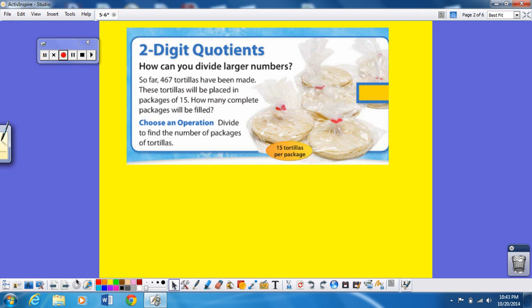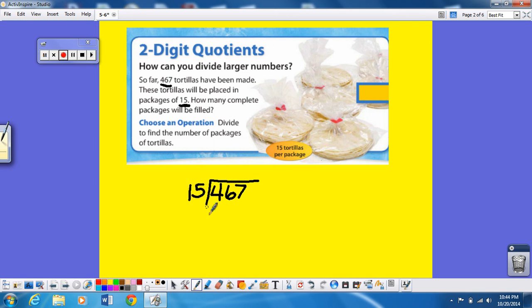How can you divide larger numbers? So far, 467 tortillas have been made. These tortillas will be placed in packages of 15. How many complete packages will be filled? Okay, so we know there are 467 tortillas, and we know they're putting them in packages of 15. So we know we're dividing. We're dividing all those out into packages with 15 in each package. So let's see how many packages we'll end up with.